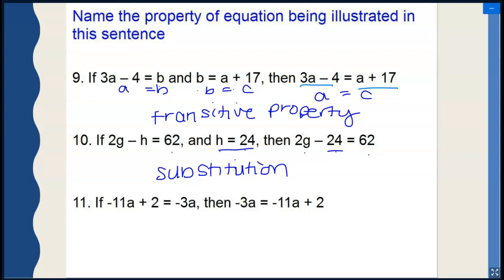And in 11, if negative 11a plus 2 equals negative 3a, then negative 3a equals negative 11a plus 2. So it's the same left to right as it is right to left. So it's symmetric.